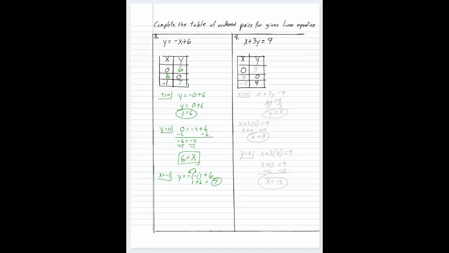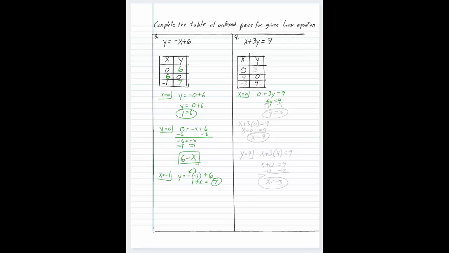Let's do the same thing when y is equal to 0. So we'll have x plus 3 times 0 equals 9. Well, 3 times 0 is still 0, and x plus 0 is just x. So we're left with x equals 9.